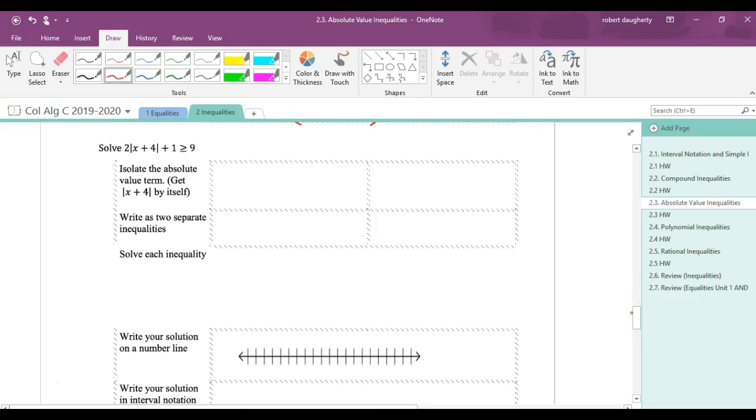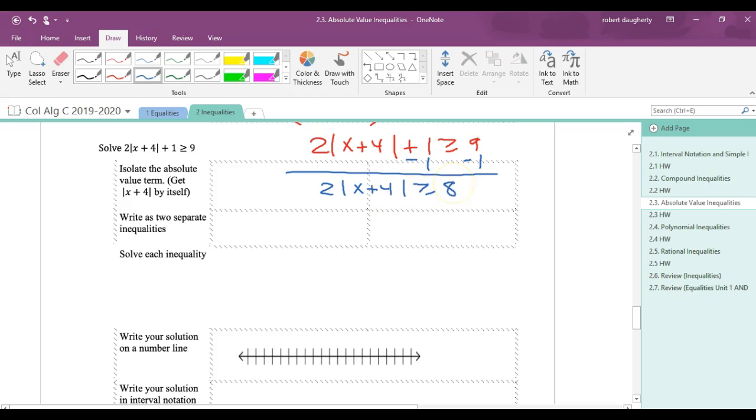What I'm going to have to do is get the absolute value by itself. What's the first thing I'll do? Subtract 1 from both sides. So the first step is subtract 1 from both sides. Then what will you need to do? Divide by 2. So everything has to get divided by 2. Then you get x plus 4 greater than or equal to 4. Now you proceed to start with the process to break it into 2 problems.